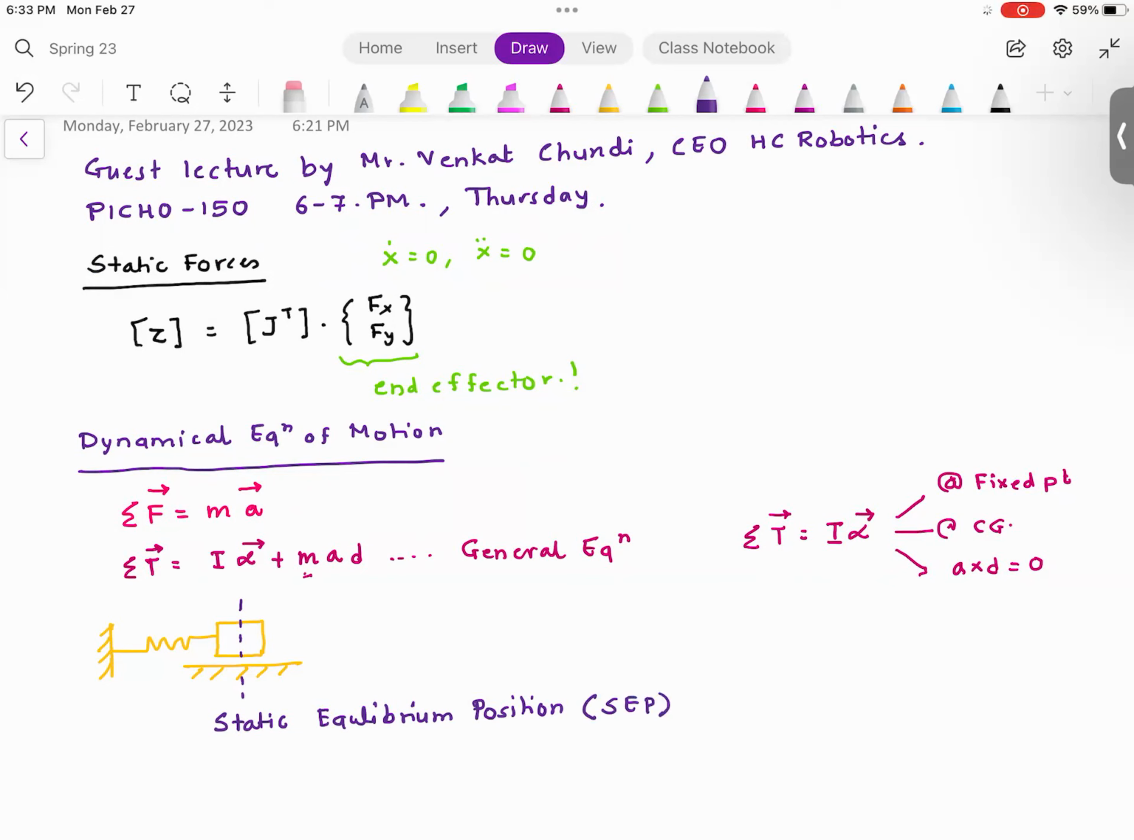Now what's going to happen is I'm going to pull this mass. The spring will get stretched. Do you agree with me? If there is no damping or no resistance, and if I let this mass go, this mass will travel all the way over here and compress the spring. You agree with me? So it will cross the static equilibrium position and compress the spring all the way over here.